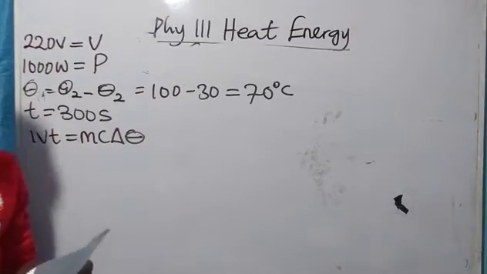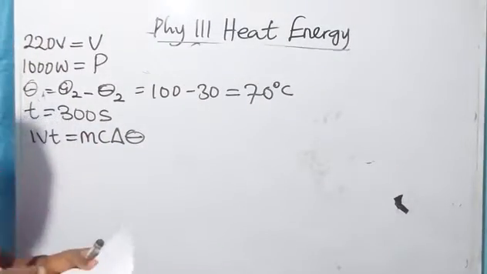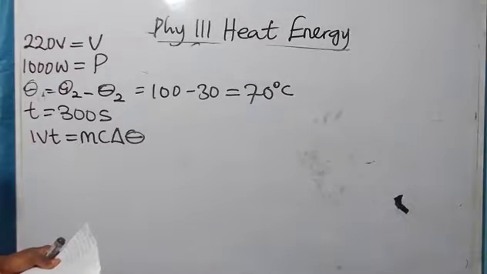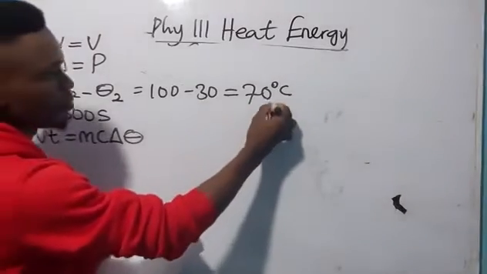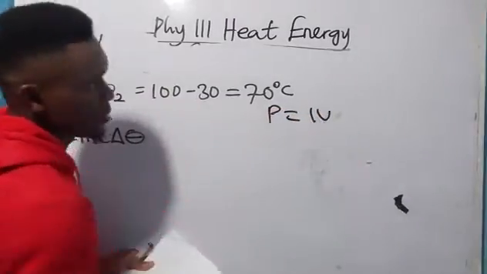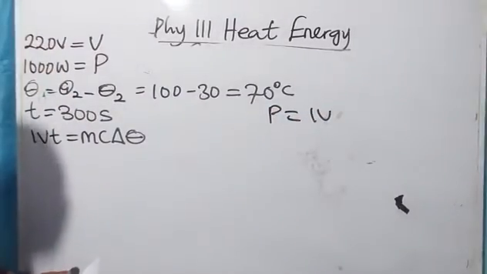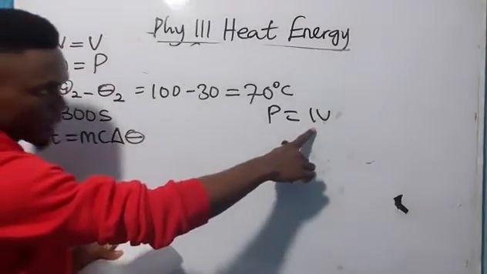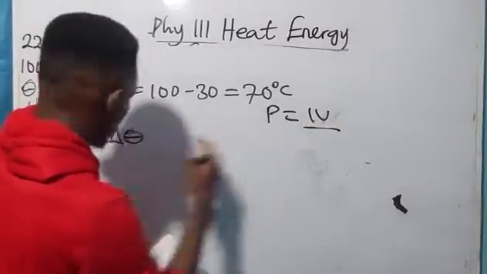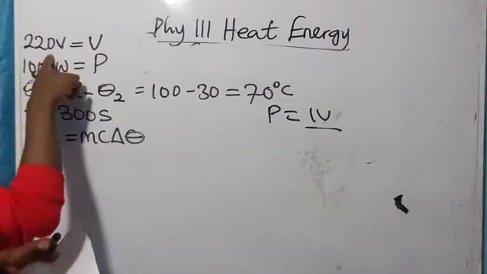But from the question, current wasn't given, so we have to look for the current first before we start solving. I give you that P is equals IV. Now, to calculate for the current, we are going to make it the subject of the formula. The voltage was given as 220.